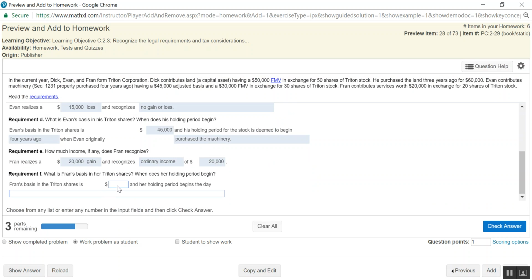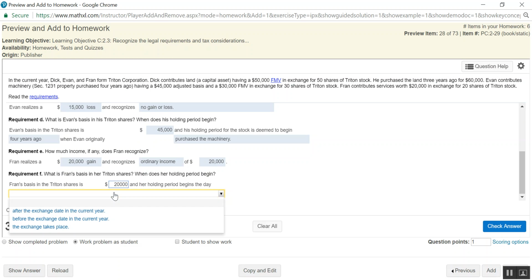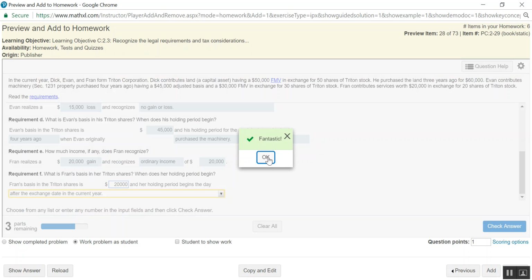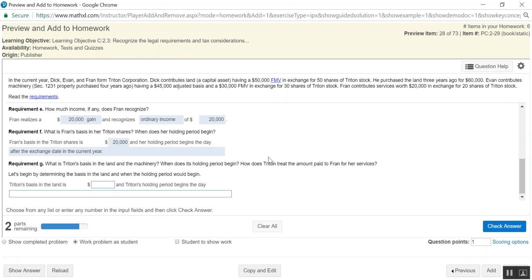And then her basis in the Triton shares is going to be equal to whatever she recognized as income. And her holding period starts the day after the exchange takes place. And that's just the rule. Just remember that that's the rule. Not necessarily a rhyme or reason to it, but she never had any basis in those services, and so it makes sense that the holding period is going to be a new holding period.